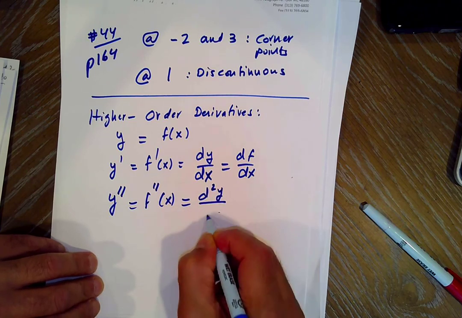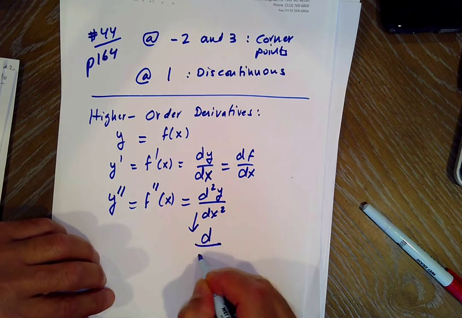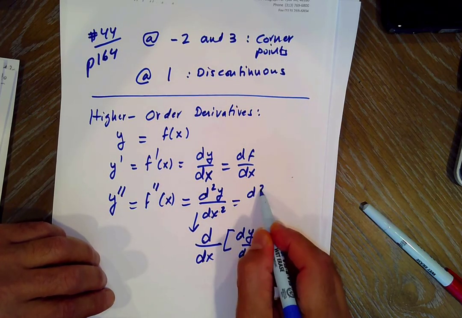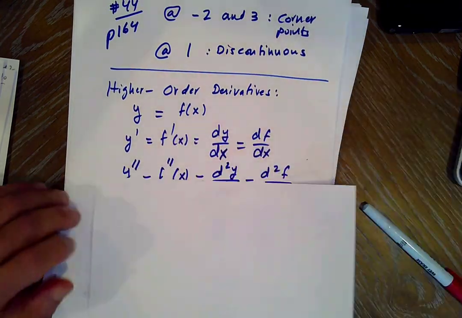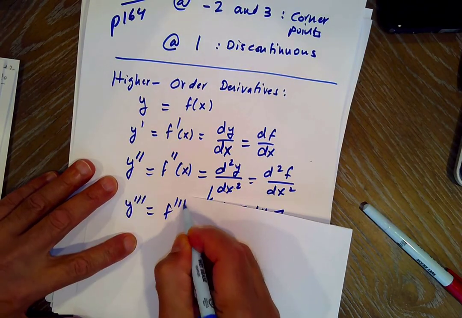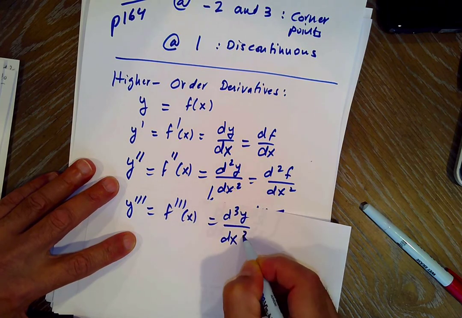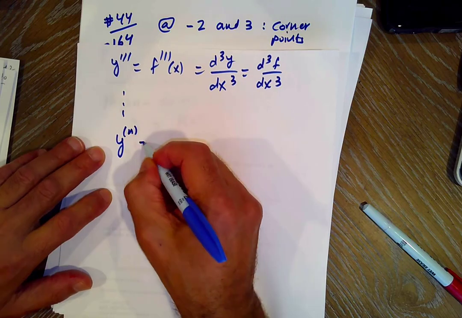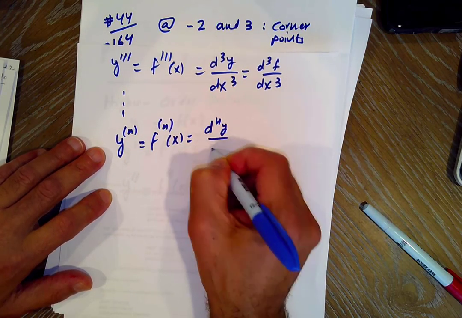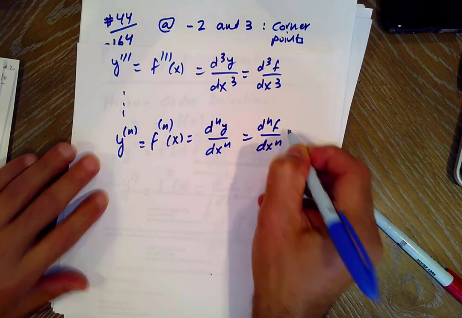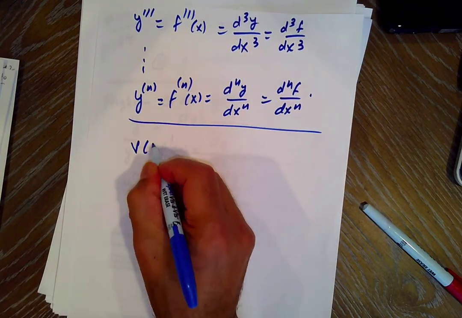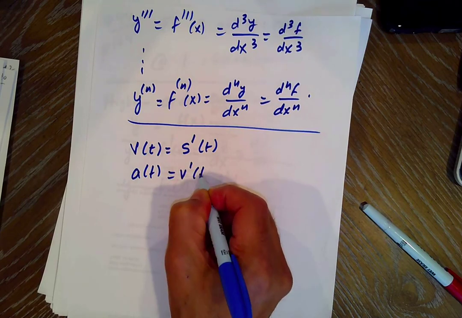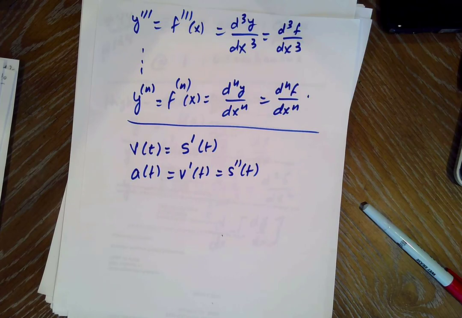And it's d2y over dx squared, which, why is that? Because it's the derivative with respect to x of dy by dx. So you can see there's d2, and there's dx times dx or dx squared. Same thing with this, d2f over dx squared, and so on. The third derivative is d3y over dx cubed, or d3f over dx cubed. In general, the nth derivative is f^(n) of x, which is dny over dxn, which is dnf over dxn. These are the notations. So remember, the velocity is the derivative of the position function or displacement function, and the acceleration is the derivative of the velocity, which is the second derivative of the position function.